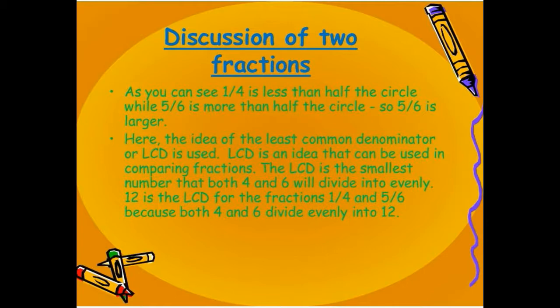Here, the idea of least common denominator or LCD is used. LCD is an idea that can be used in comparing fractions. The LCD is the smallest number that both 4 and 6 will divide into equally. Now, 12 is the least common denominator for the fractions 1 by 4 and 5 by 6, because both 4 and 6 divide evenly into 12.